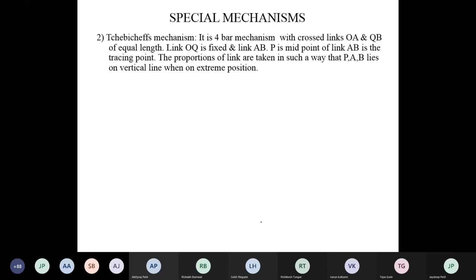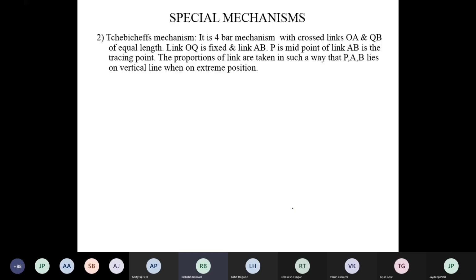Otherwise, you have to prove that the lengths of the links are in the ratio 1:2 to 2.5. That means there are 3 links and one is the fixed link. There is a 4 bar chain mechanism. Again, it is a 4 bar chain mechanism, or it is a crossed 4 bar chain mechanism.